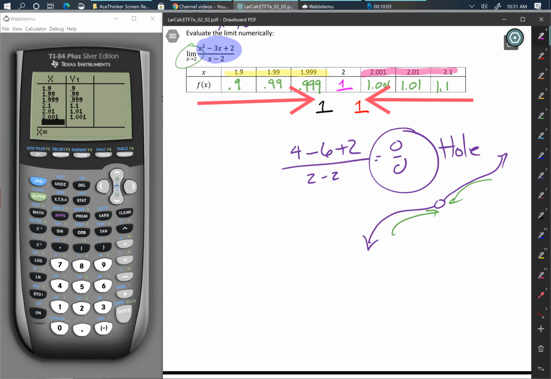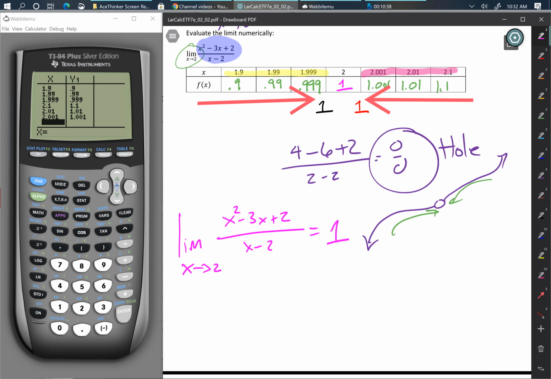And then to properly write it out in the end, we would say that the limit as x approaches 2 of x squared minus 3x plus 2 divided by x minus 2 is 1. Numerical evaluation of a limit. I'm using my calculator because this is the easiest tool I have to do this. I'm using the table function not because I have to, but because it makes it easy. I could just be evaluating each of these in the home screen, and that would be fine too.